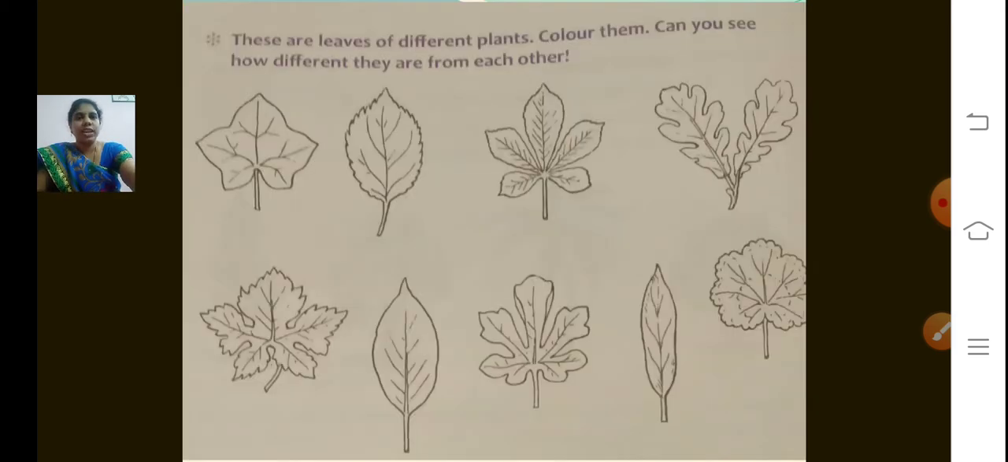Next, one more thing. See, these are leaves of different plants. Now color them. If you have the book with you, color them. Can you see how different they are from each other? We can see many different types of leaves, right? So your work is to color these and see how many different types of leaves there are.